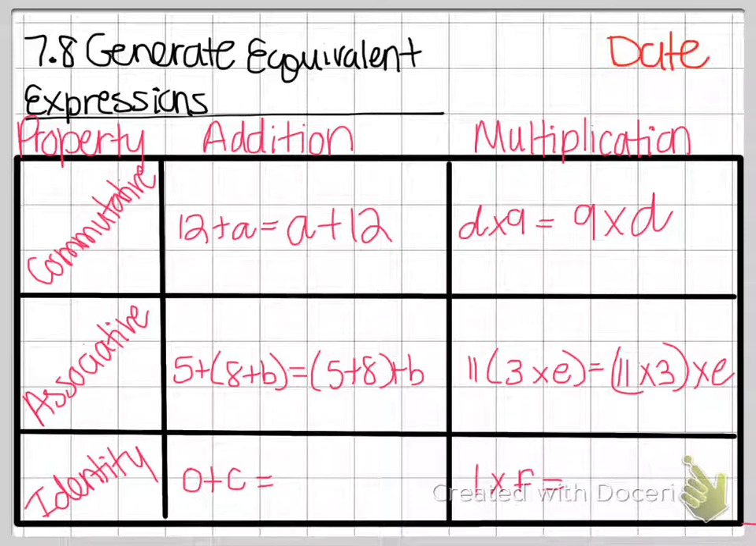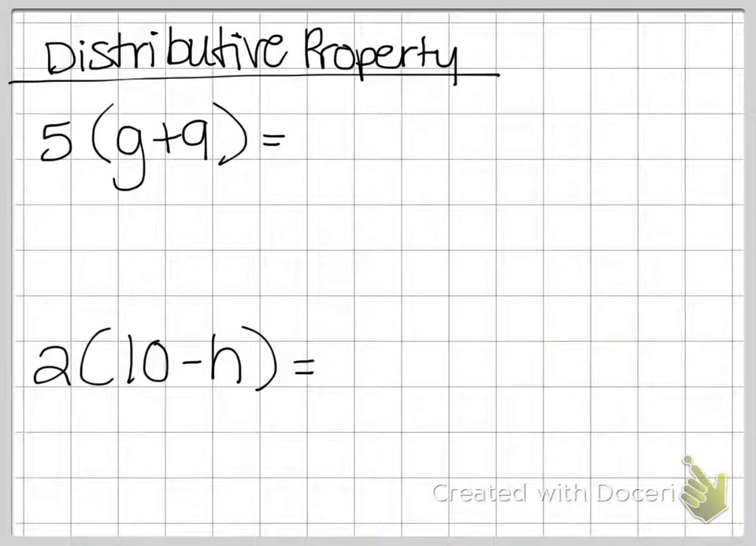And lastly, we have identity. 0 plus c is c, and 1 times f is still f. That's a very fast review for you. And we have one last property, which is going to be a big player in this lesson, the distributive property.